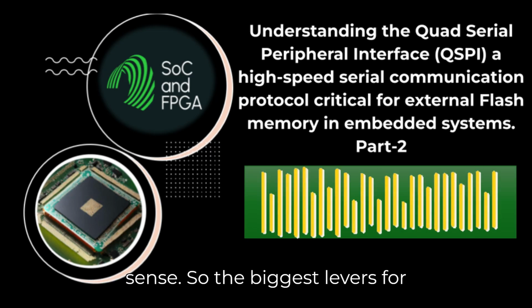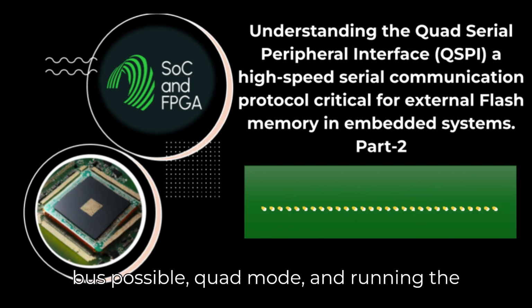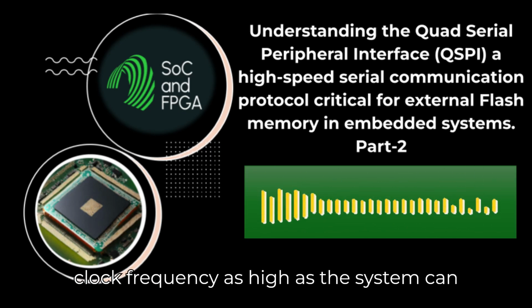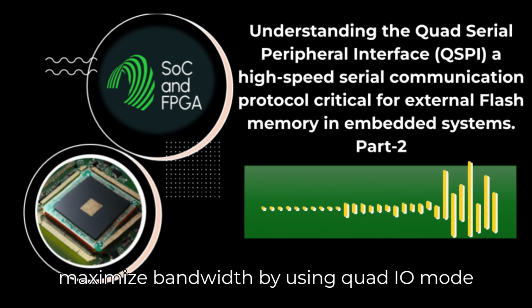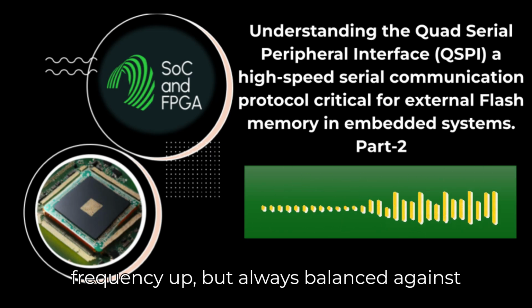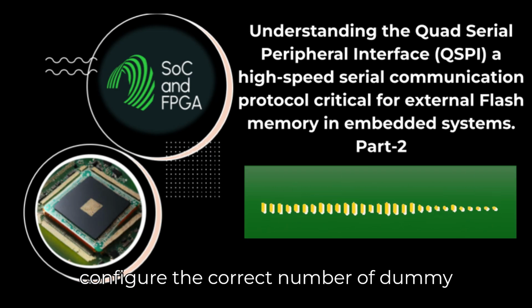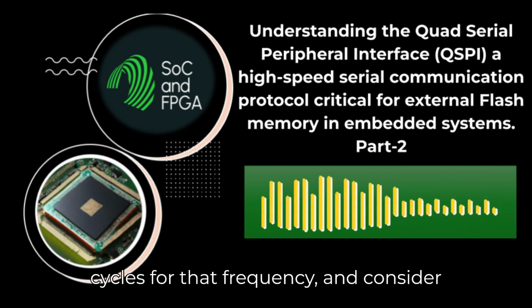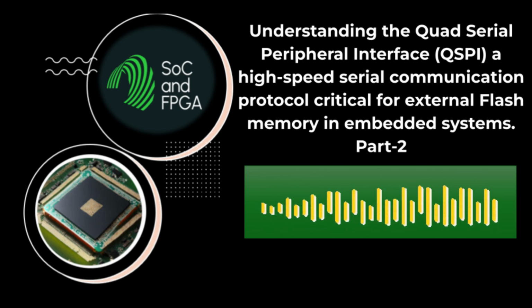Makes sense. So the biggest levers for performance seem to be using the widest bus possible, quad mode, and running the clock frequency as high as the system can reliably handle. Pretty much. You want to maximize bandwidth by using quad I/O mode whenever possible and push the clock frequency up, but always balanced against the need to maintain signal integrity, configure the correct number of dummy cycles for that frequency, and consider the overall power budget and strategy. That sums it up well.